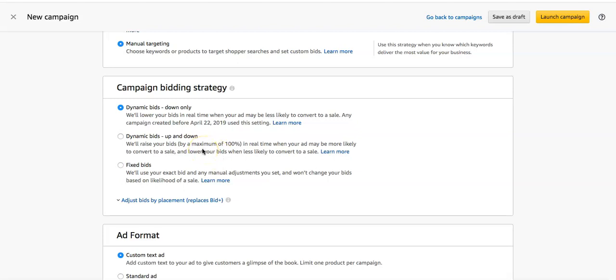They'll raise your bids by a maximum of 100% if it looks like it'll convert to a sale, and then you have fixed bids that don't change at all. Pretty much everybody I know only uses down only.